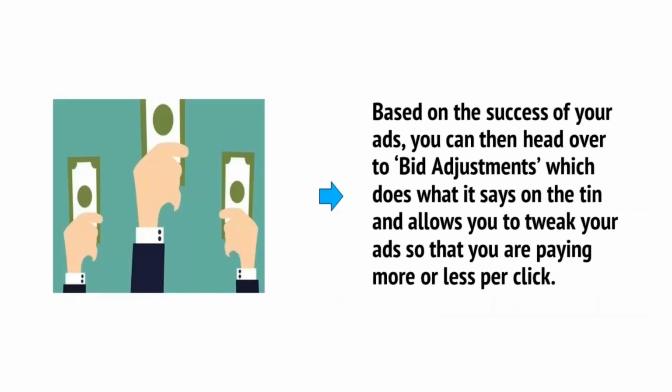Based on the success of your ads, you can then head over to Bid Adjustments, which does exactly what it says on the tin and allows you to tweak your ads so that you're paying more or less per click.